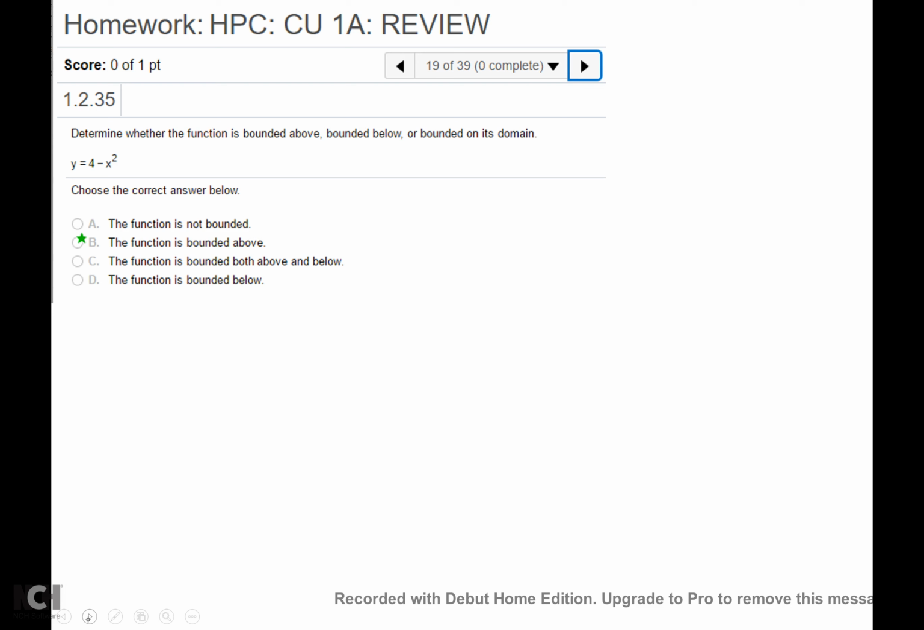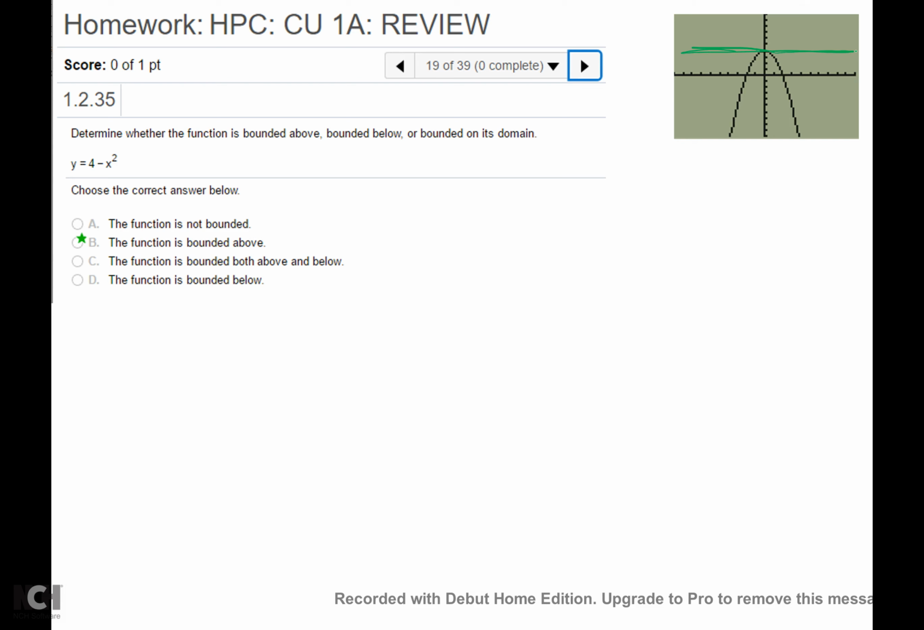Determine whether the function is bounded above, bounded below, or bounded on its domain. Got to look at the picture. This thing is bounded above because there's no graph higher than that point. If I try and say it doesn't go past there, I'm lying because that will break on through. That goes forever and ever. So we say it's bounded above.